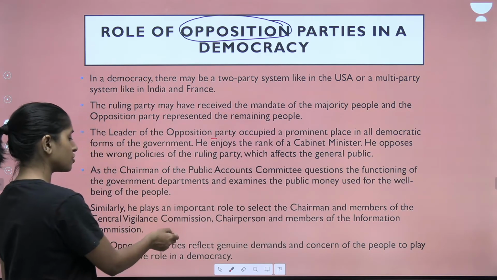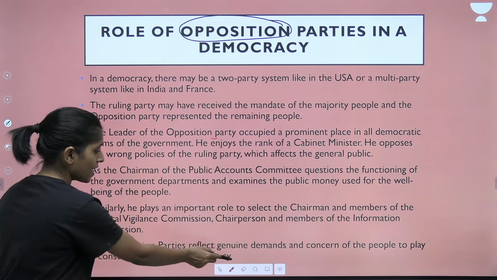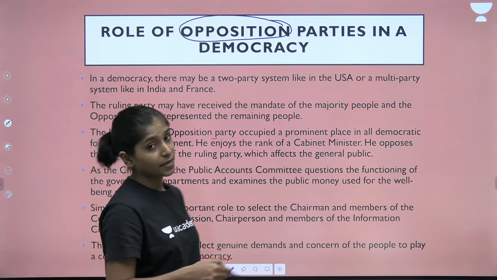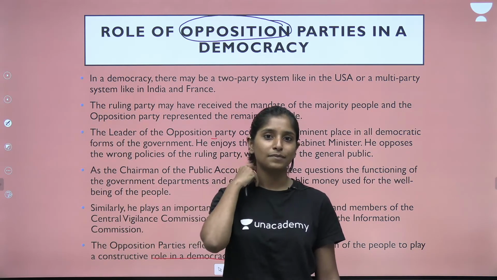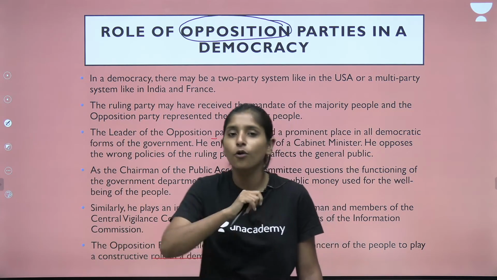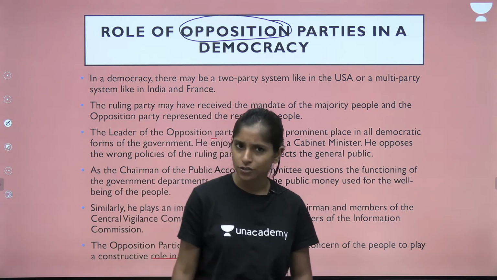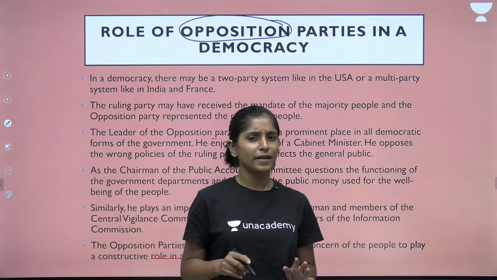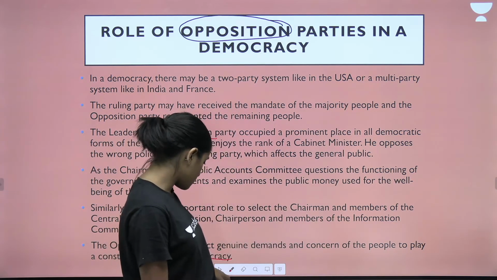Then the opposition parties reflect genuine demands and concern of the people to play a constructive role in a democracy. So अगर कभी भी opposition party को लगता है कि कुछ गलत हो रहा है, whether something needs to be changed, so they can actually go ahead and try to influence the ruling party to change their decision. That depends upon the ruling party whether they want to do that, but this is what they can do, right? So that was all about the chapter.